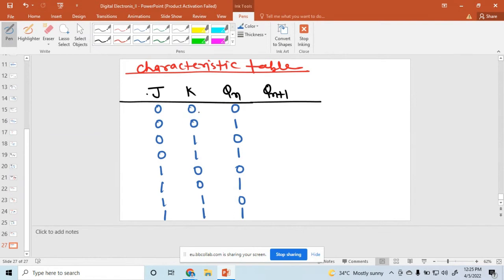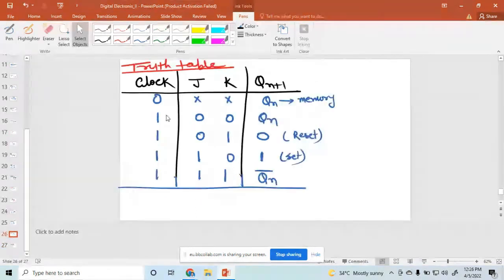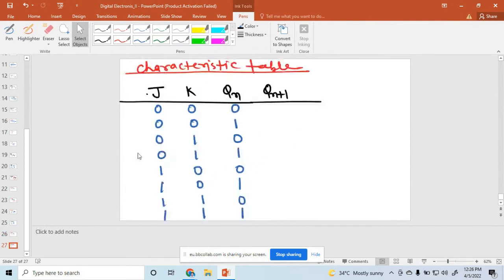So J and K are the inputs. Qn is the previous state. Then the next state is Qn plus one. So what is the output? Let's see what the value is for JK 00. When JK is 00, understood that the clock is one. When J K is 00, you choose Qn, that means the previous state. When JK is 01, you choose 0, when JK is 10, you choose 1, and when 11, you choose Qn bar. According to that, you fill the final output values.